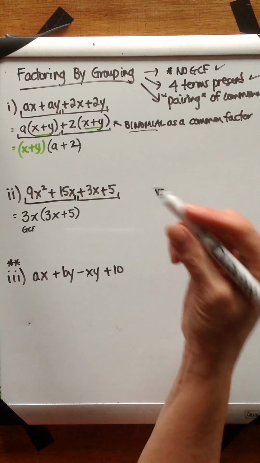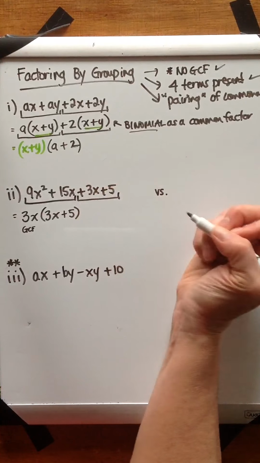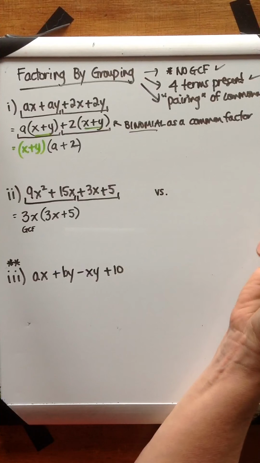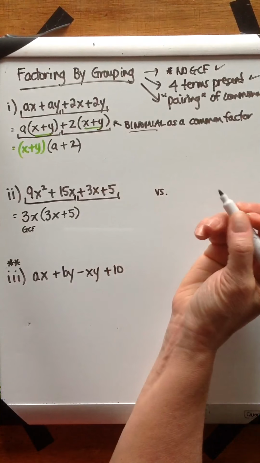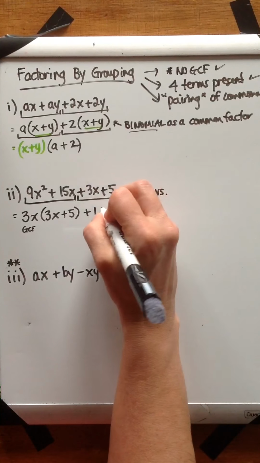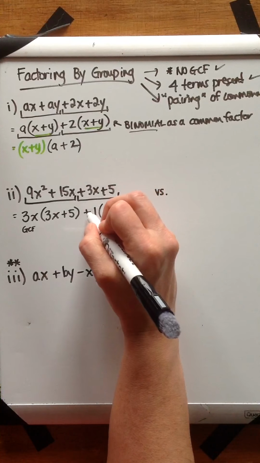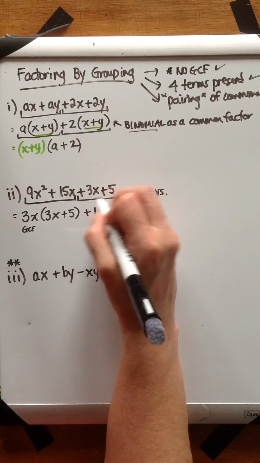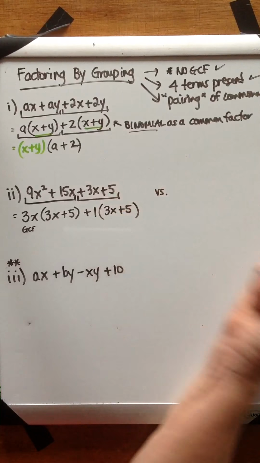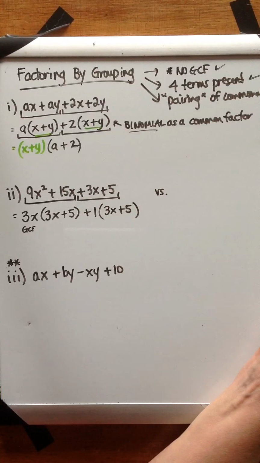Okay? Now, looking at this second string, is there a GCF? And the answer is no. There's nothing numerically, nothing literally. So I'm going to take out a GCF of 1, and I'm going to show you why in just a moment. What do I have to multiply 1 by in order to get 3x plus 5? Well, I have to multiply it by 3x plus 5.